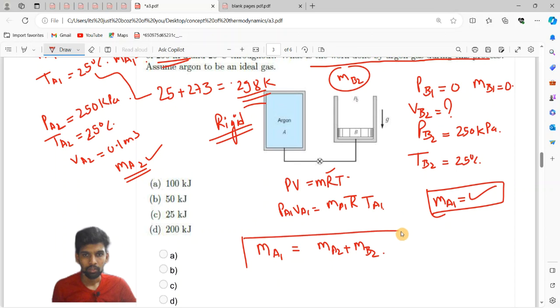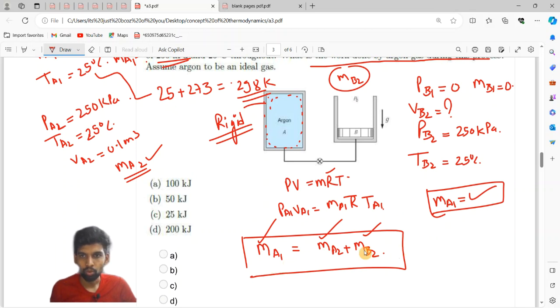Okay, so how it is coming, because it is from the conservation of mass, whatever the mass we have here, it can't go anywhere. It will either remain in the tank A or it will go in the tank B after we release the valve. So that's what I have written here. That is, mass at state 1 is nothing but mass at state 2 plus mass in the tank 2, in both the tanks at state 2.